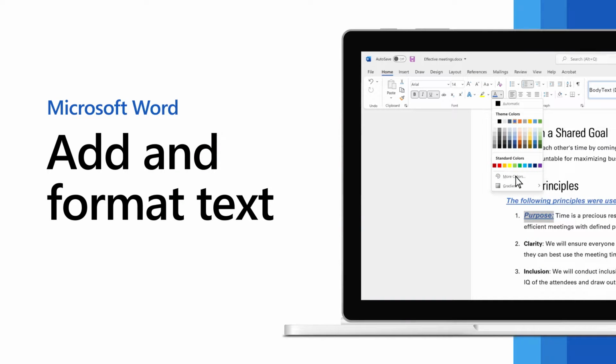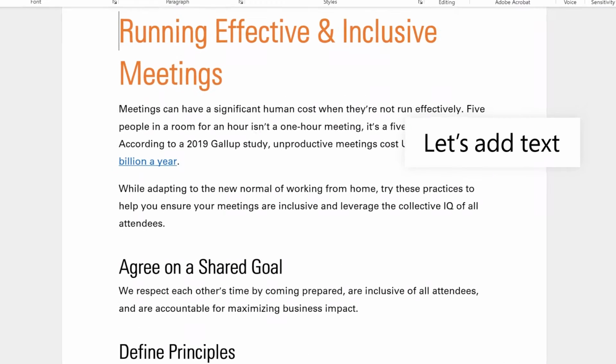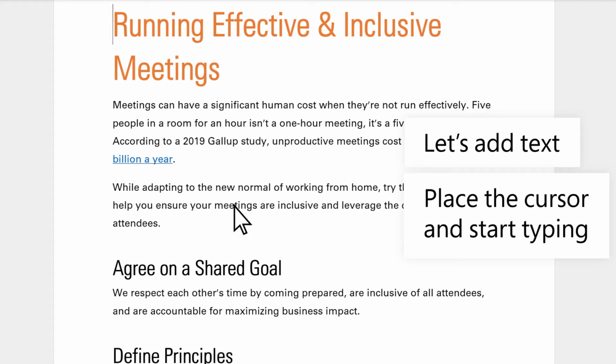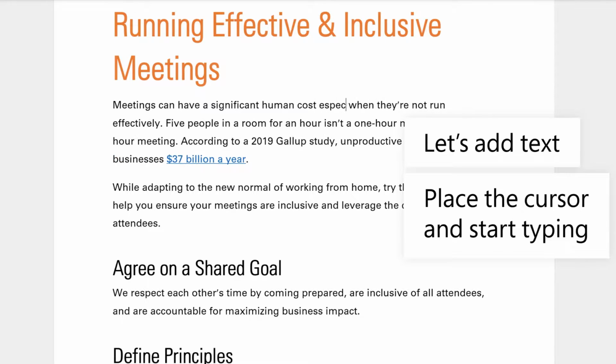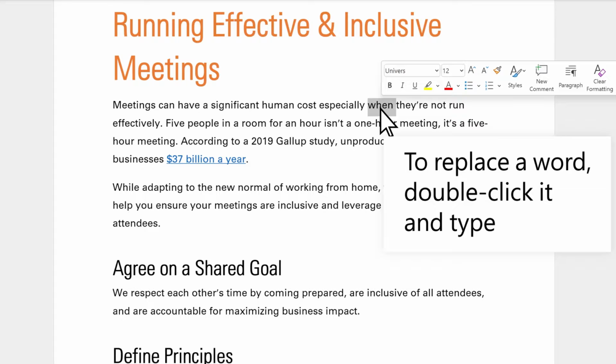Add and format text to draw attention to important details and information. Let's start by adding text. Place the cursor where you want to add text and start typing. To replace text, like a single word, double-click it, then type what you want in its place.